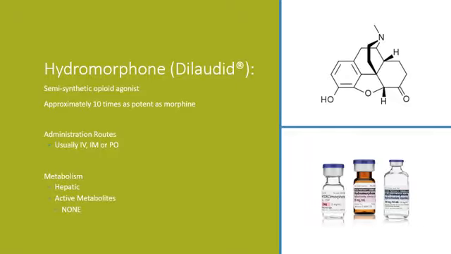Next, we'll talk about hydromorphone or Dilaudid. It's a semi-synthetic opioid agonist. It's one of the drugs I use more commonly. It's approximately 10 times as potent as morphine, so it's a lot stronger. And so dose-wise, we're going to have smaller doses. Instead of giving 10 milligrams of morphine, we're going to give 1 milligram of Dilaudid.